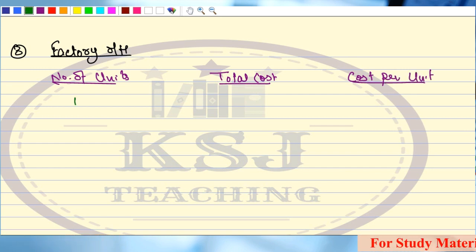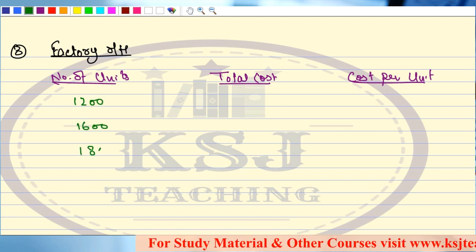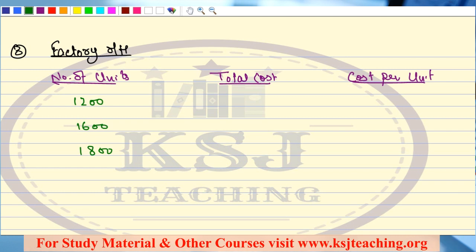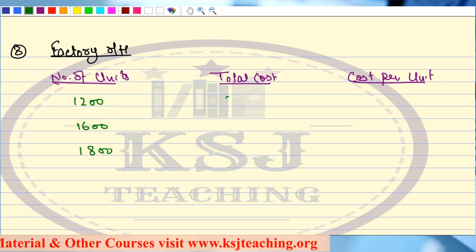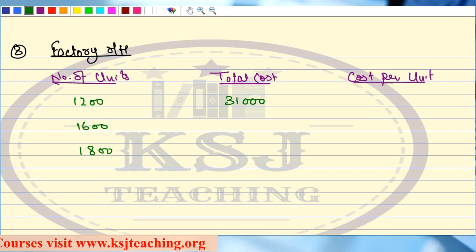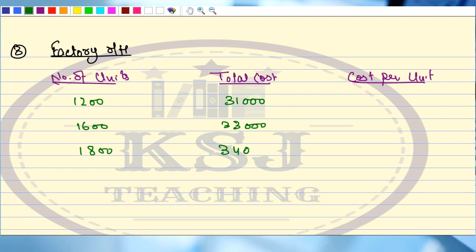Number of units will remain the same: 1200, 1600 and 1800. What is my total cost? 31,000, 33,000 and 34,000. Now calculate the cost per unit.